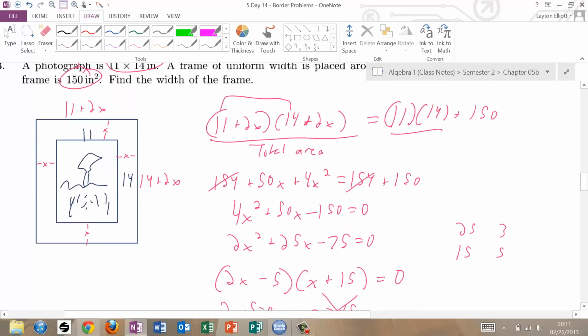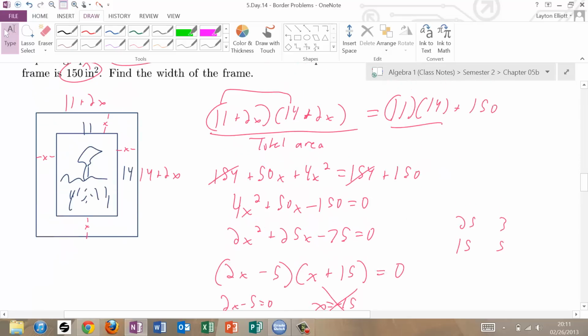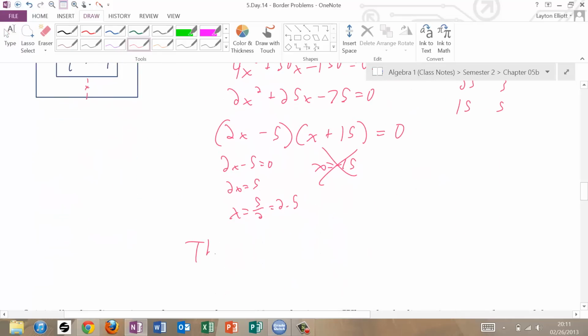That makes sense in terms of whatever this is. It's inches. So it wants to know what's the width of the frame. The width of the frame is 2.5 inches.